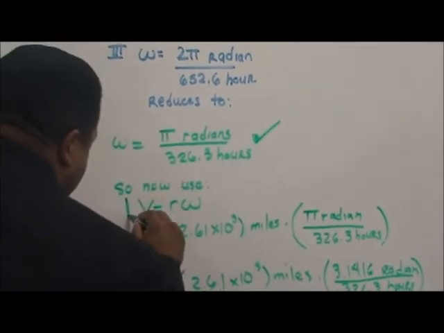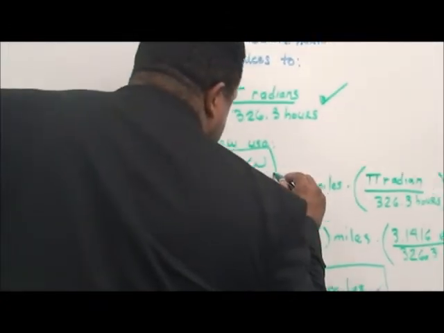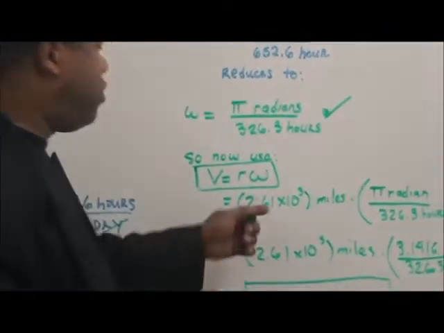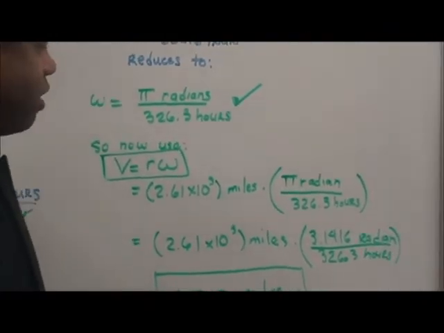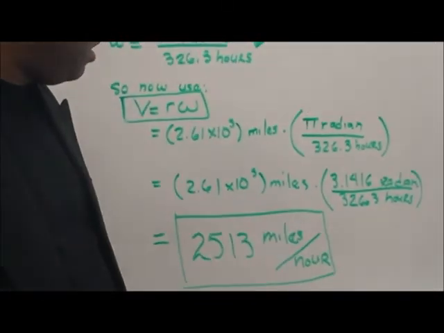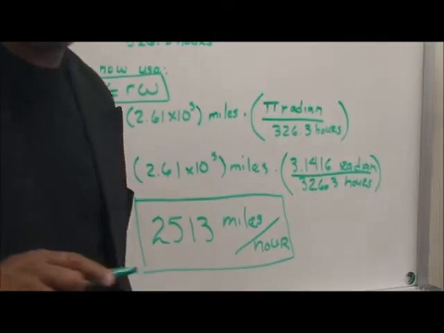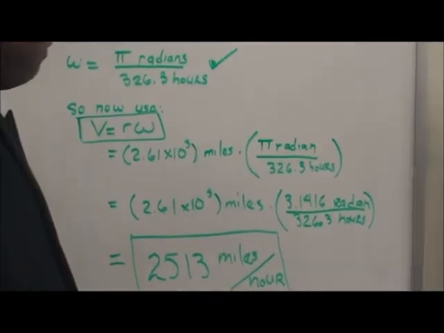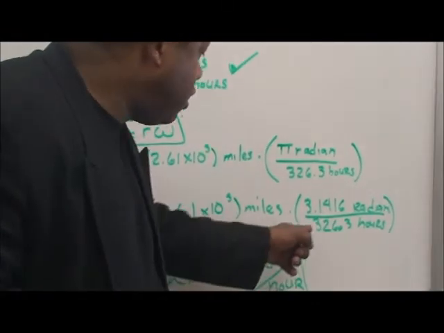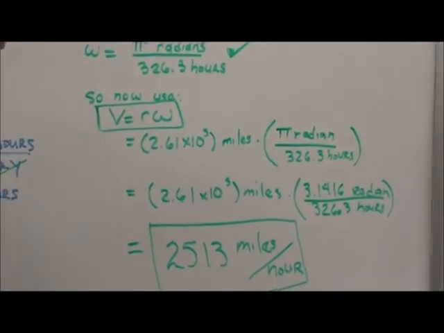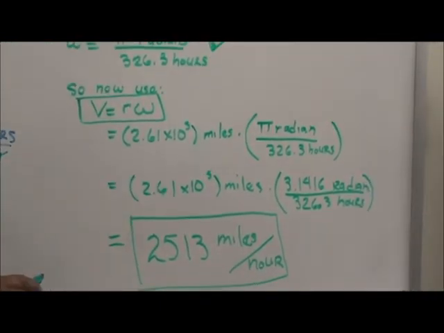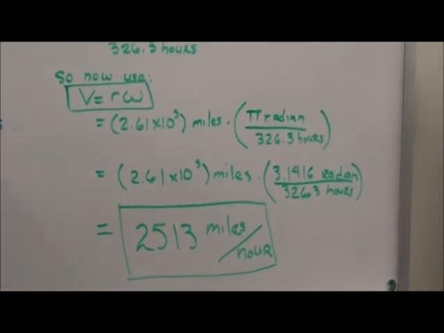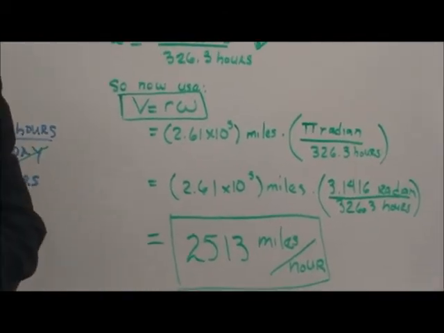So now we can plug this all into the formula. Now we got the angular speed established. Now we're going to take the radius, 2.61 times 10 to the fifth miles, and multiply it with the angular speed here. And of course, pi is rounded to 3.1416 radians, divided by 326.3 hours. And when you multiply this, this is going to become 2,513 miles per hour.